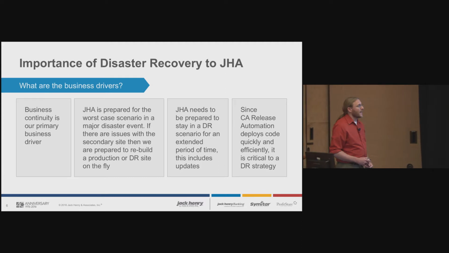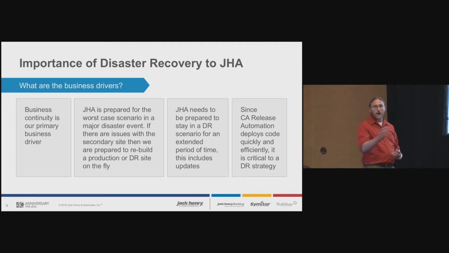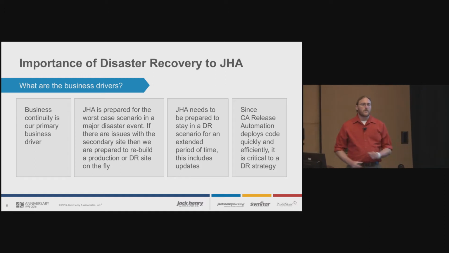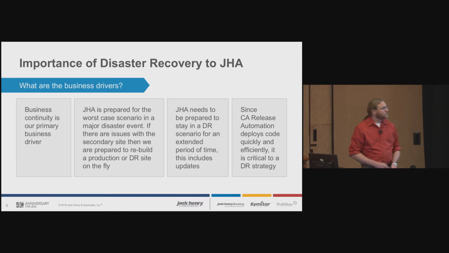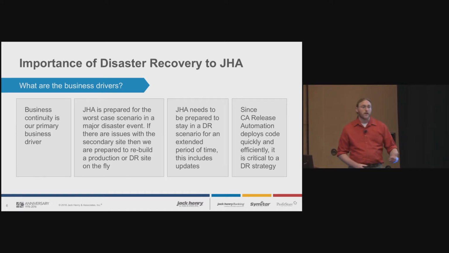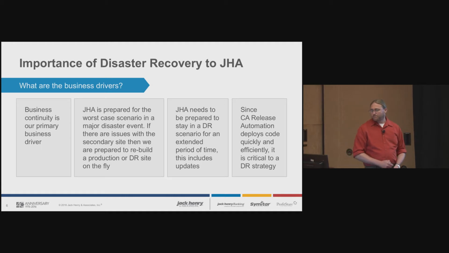We need to be prepared to stay in a disaster recovery scenario for an extended period of time. So if we're running on servers off of the secondary site, we want to be able to deploy updates there indefinitely and run off of that as long as we need to. And since release automation deploys code quickly and efficiently, it's critical to that disaster recovery strategy.